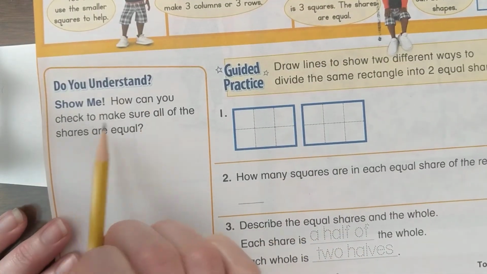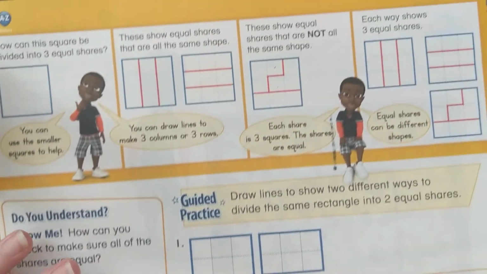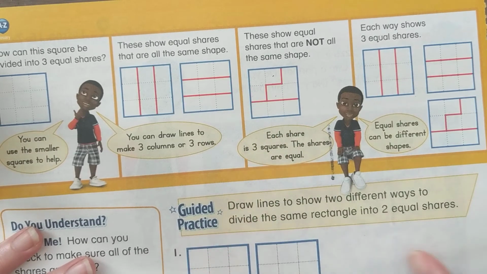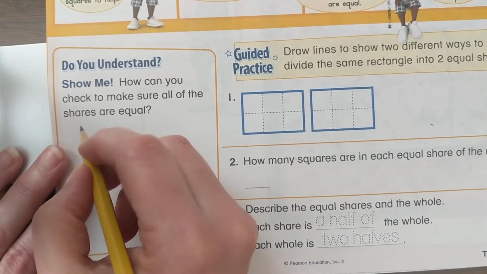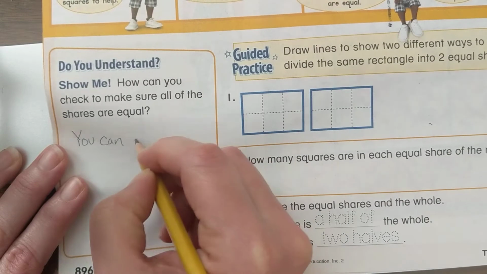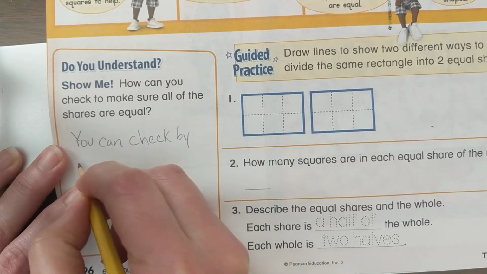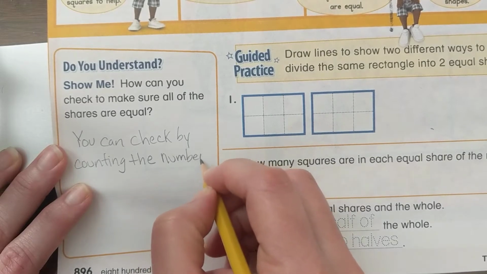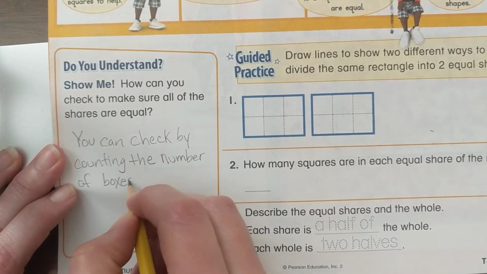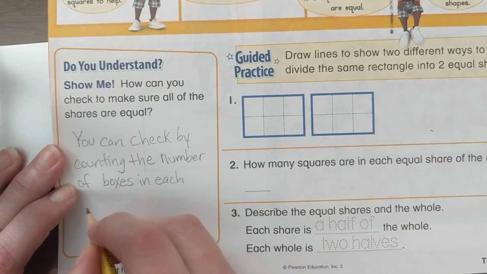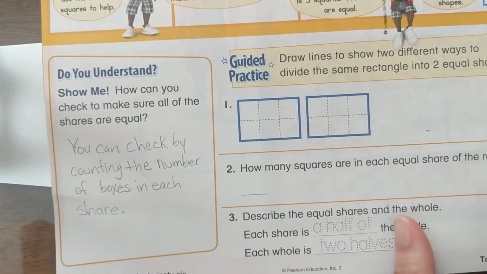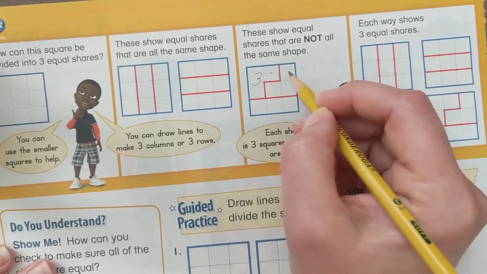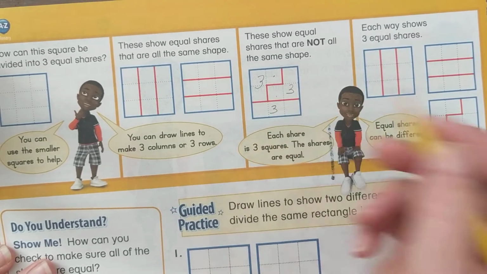All right, how can you make sure all of the shares are equal? How can we make sure that each person here is getting an equal amount? Count the number of small boxes inside. You can check by counting the number of boxes in each share. So to make sure it's equal, they each have to have the same number. This has 3, this has 3, this has 3. Okay, they all have to match.